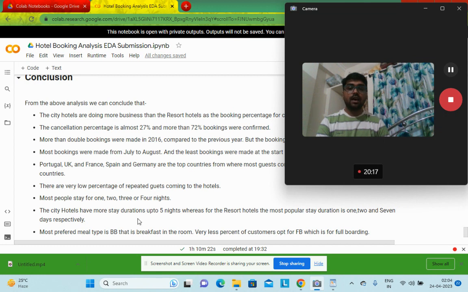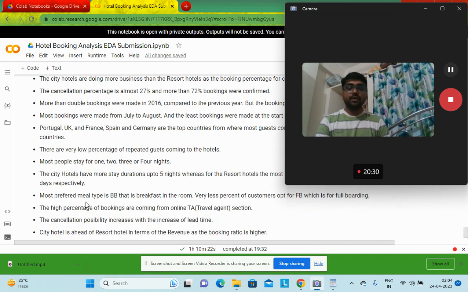The city hotels have more stay durations up to 5 nights, whereas for the resort hotels, the most popular stay durations are 1, 2, and 7 days respectively. The most repeated meal type is BB, that is breakfast in the room. A very small percentage of customers opt for FB, which is full board. A high percentage of bookings are coming from the online TA section, where TA means travel agent.